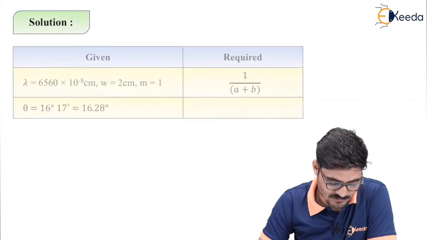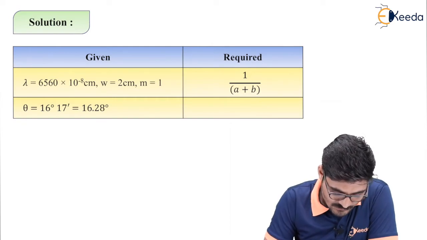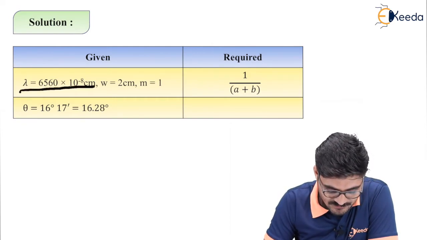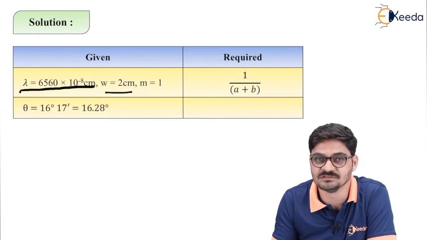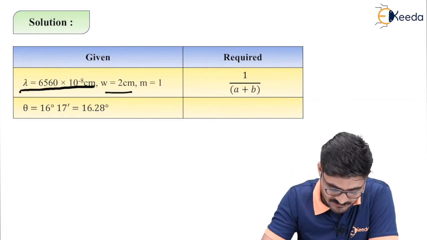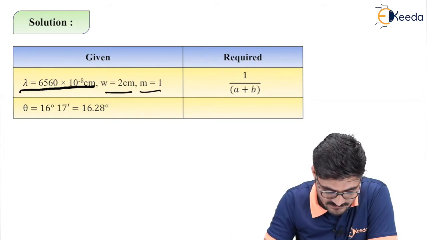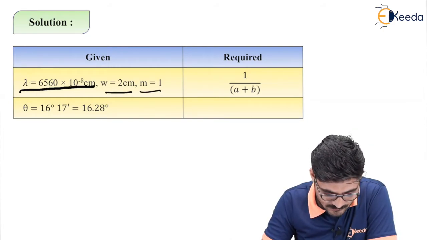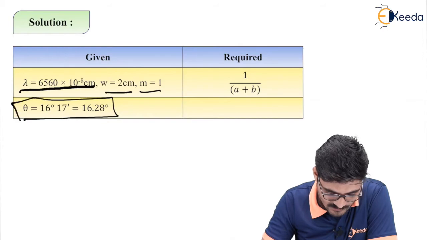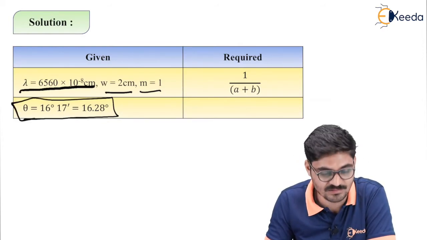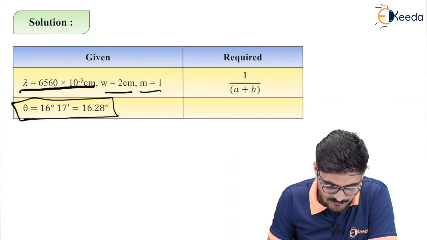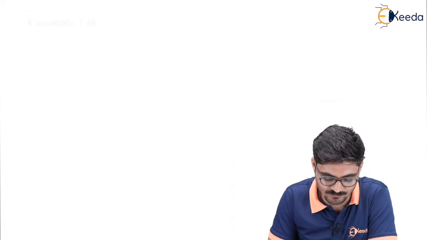So what is the given data? Wavelength is 6560 into 10 to minus 8 centimeter. Why centimeter? Because width is also in centimeter and number of lines per centimeter is included in the calculation. Order is 1, theta is 16 degrees 17 minutes. Then convert this theta into degrees alone. So it will be 16.28 degrees. Using calci you can do it. And now how to solve? As with the previous question, we can solve it.